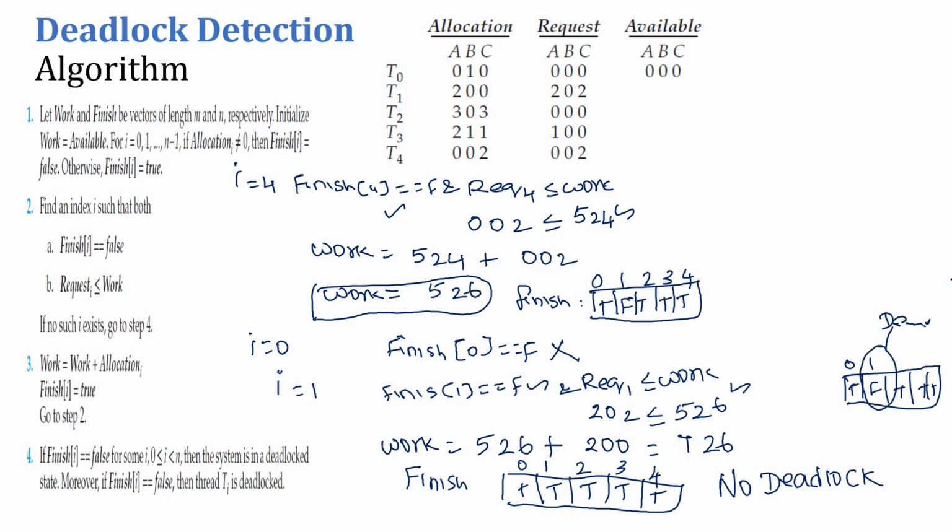So this is our deadlock detection algorithm when we have multiple instances of each and every resource type.